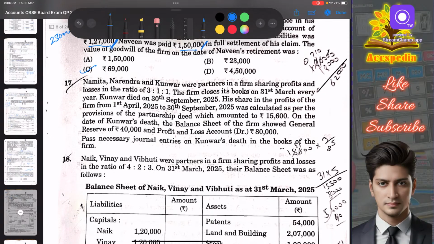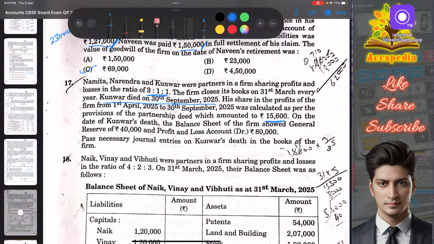Namita, Narendra and Kunwar are partners, profit sharing ratio 3:1. The firm closes books on 31st March. Kunwar died on 30th September. His share in the profit of the firm from 1st April 2025 to 31st was calculated as per the provisions of the partnership deed, and they have calculated the value. On the date of Kunwar's death, the balance sheet of the firm showed a general reserve of 40,000 and a profit and loss account debit balance of 80,000.